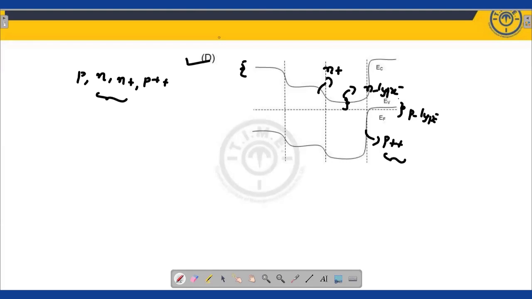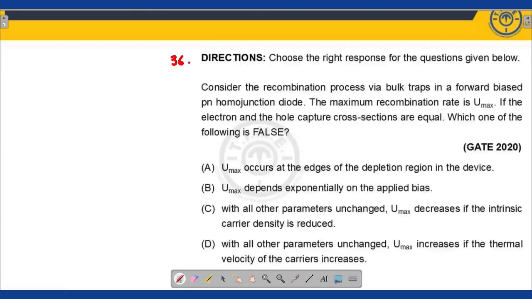Similarly, I am going for the next question, my dear friends, which is very important. See how you are getting the various values over here.